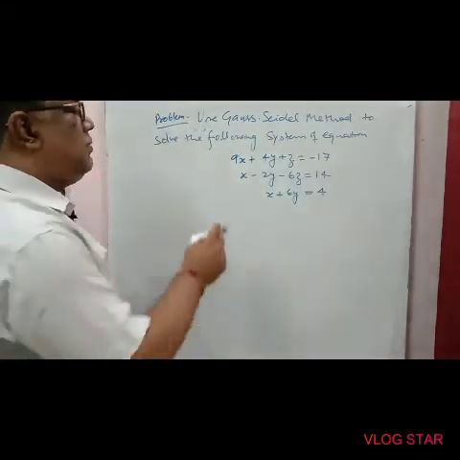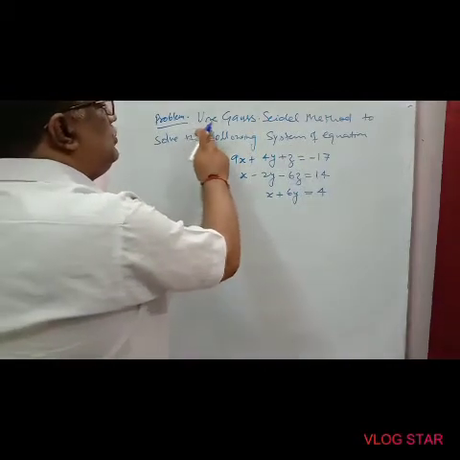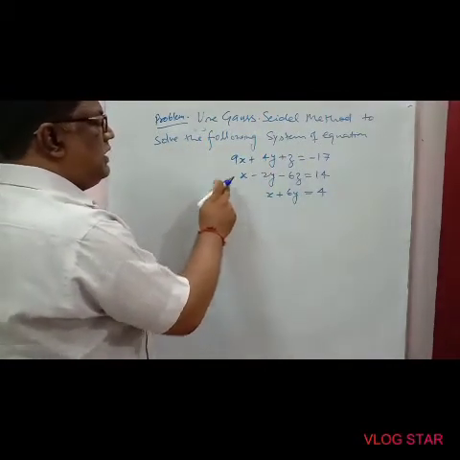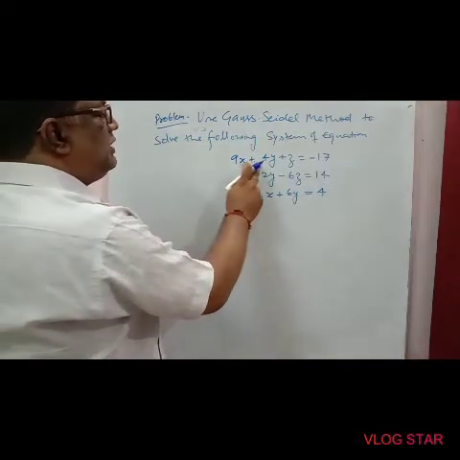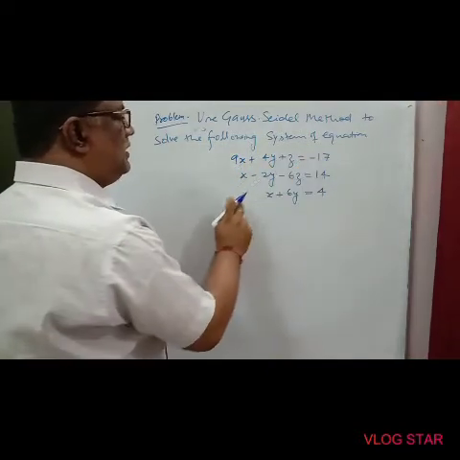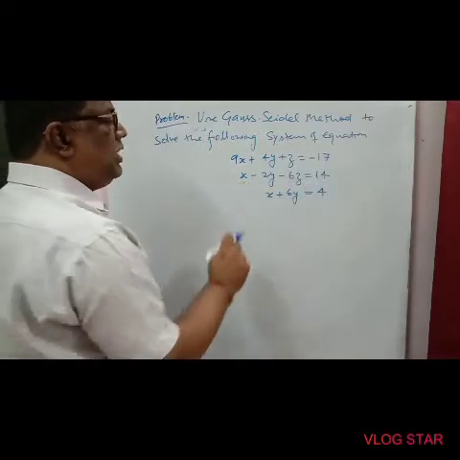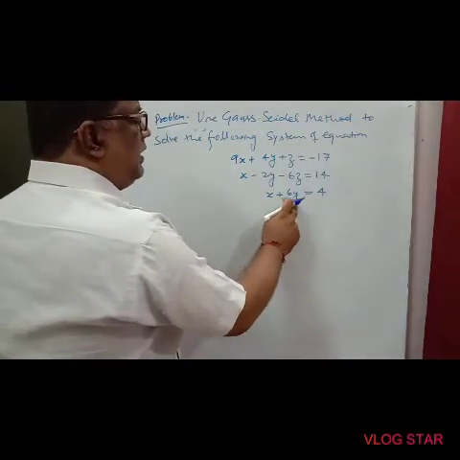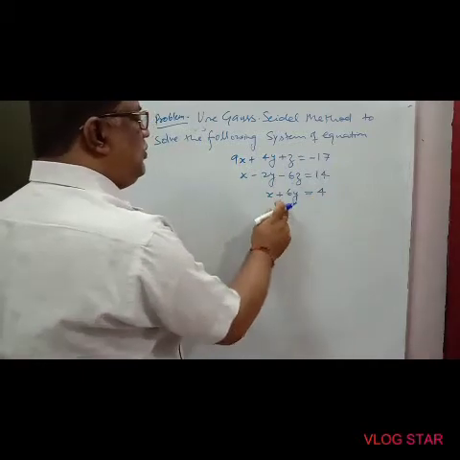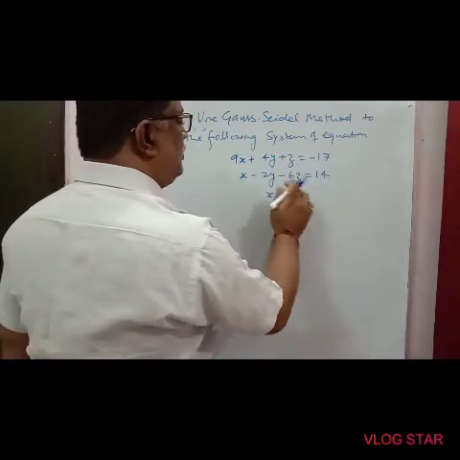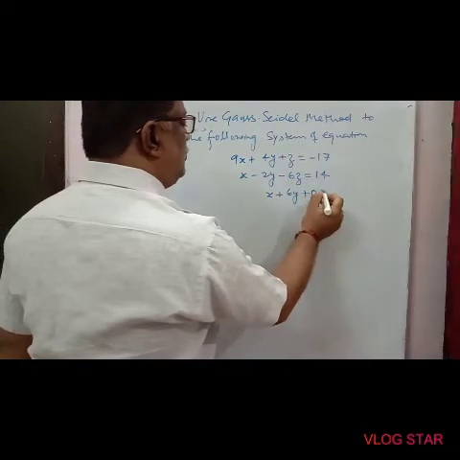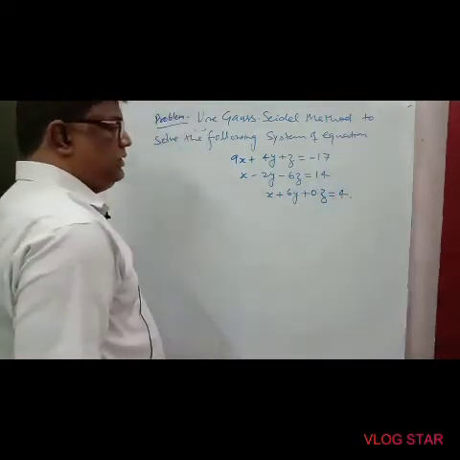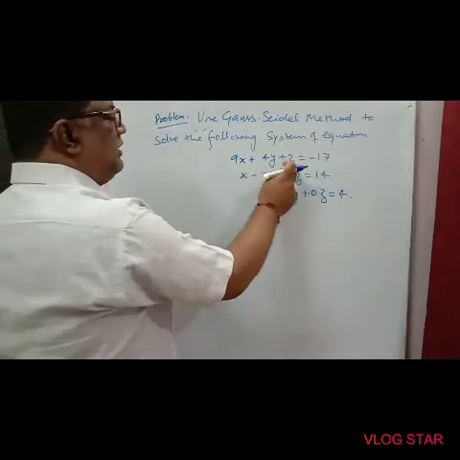Hello student. Now let us discuss a problem: use the Gauss-Seidel method to solve the following system of equations. The system of equations is 9x plus 4y plus z equal to minus 17, x minus 2y minus 6z equal to 14, and x plus 6y and 0z equal to 4. This is the third equation. Here there are three variables.